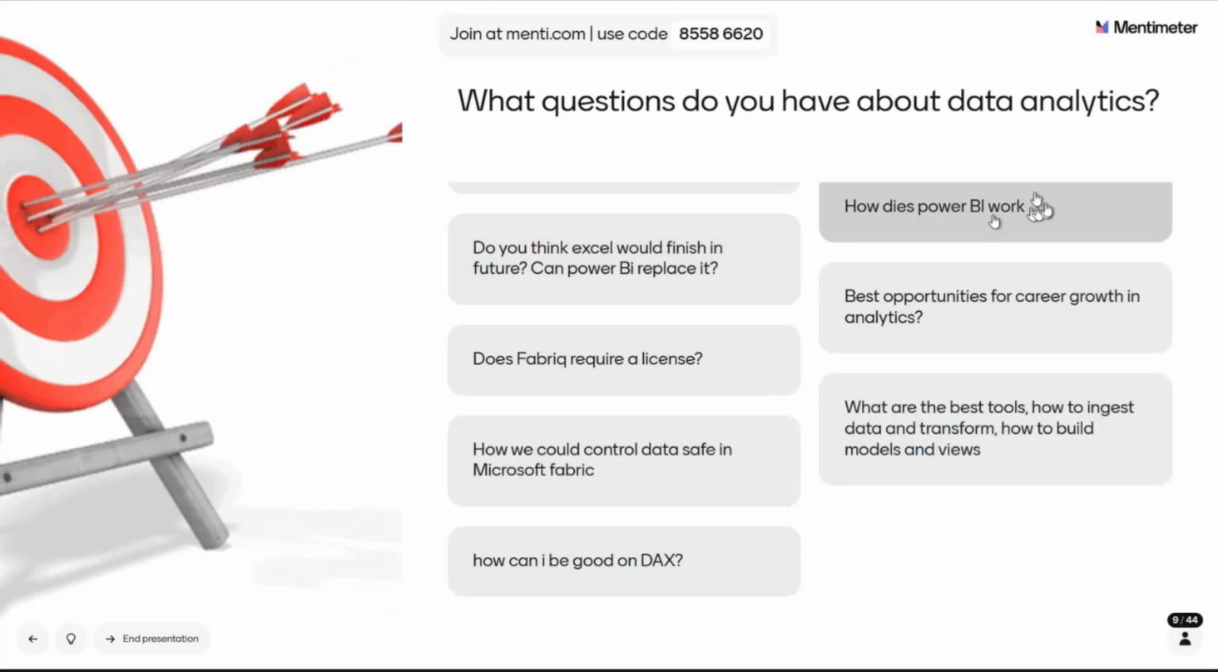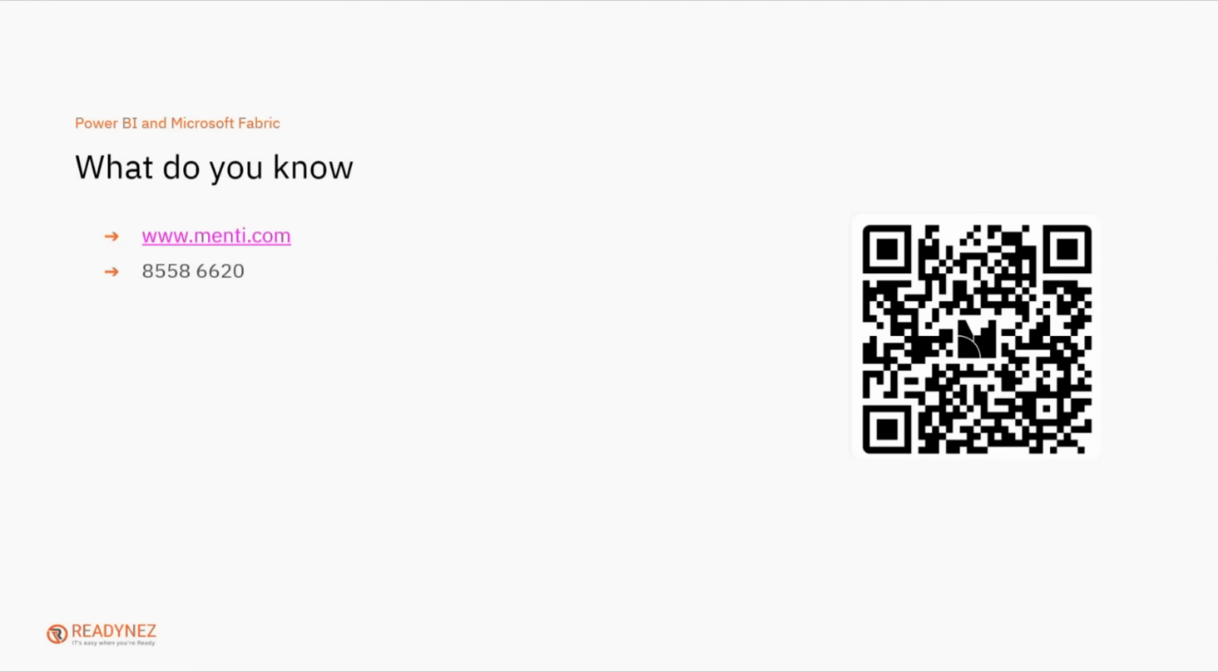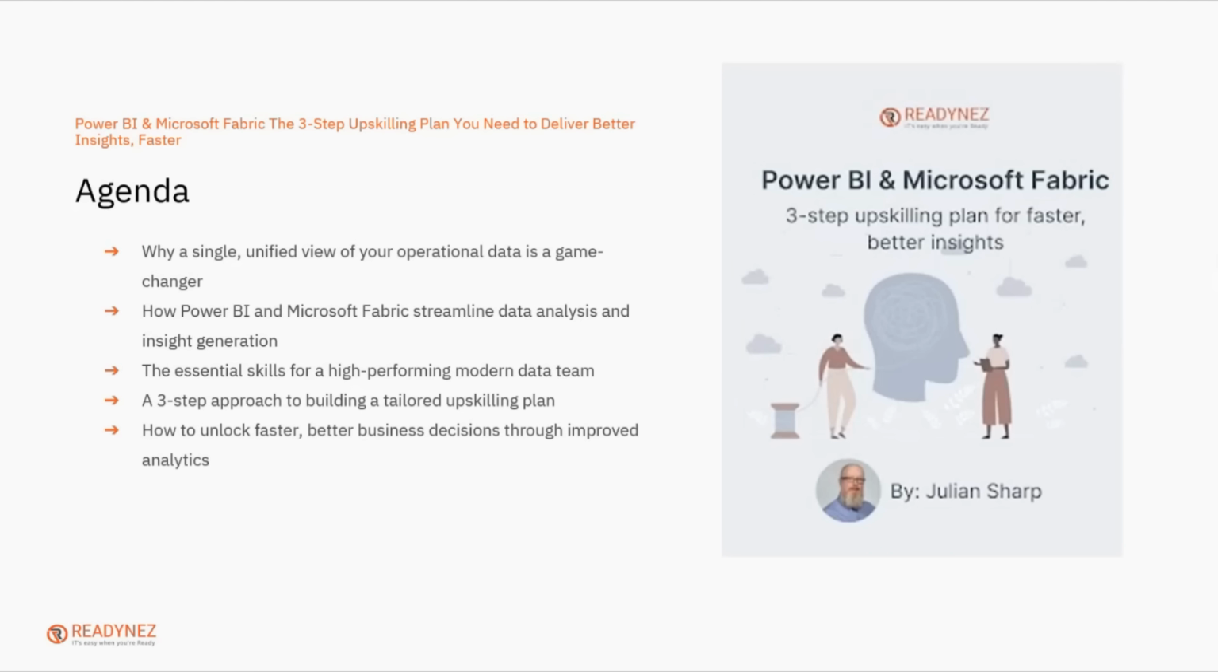Let's now move on. The agenda today is really looking at how and why creating a single unified view of your data is important. What's a game changer? We'll look at how Power BI and Fabric work. We'll then look at the skills you require in a modern data team, and then how do we go about upskilling that? What learnings are available? And then summarize at the end about how that makes a difference to your business.